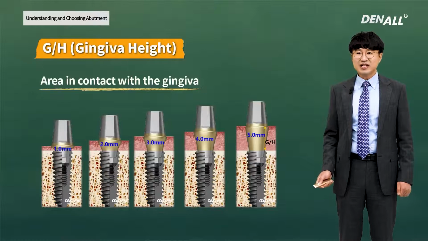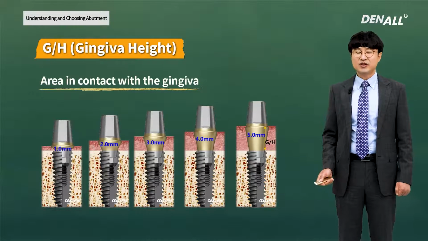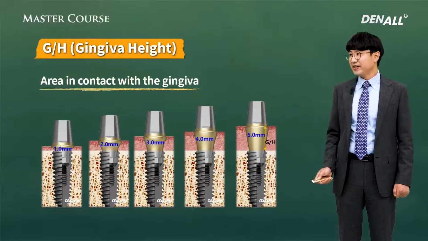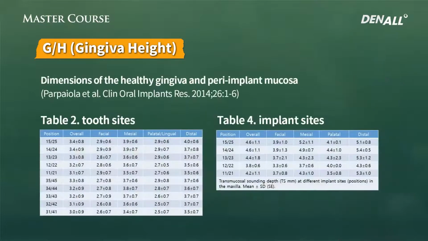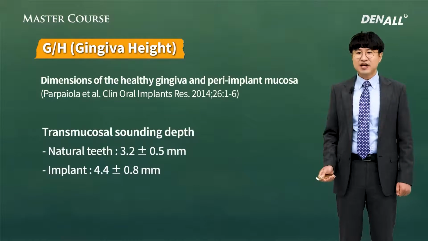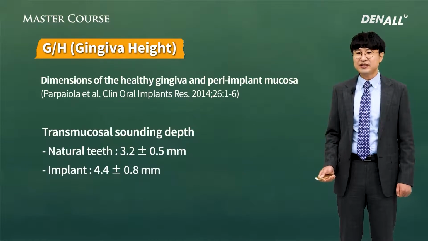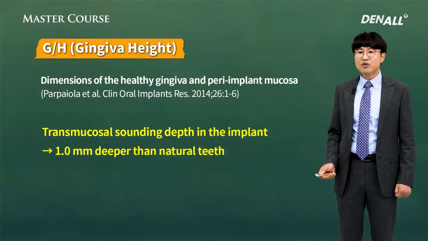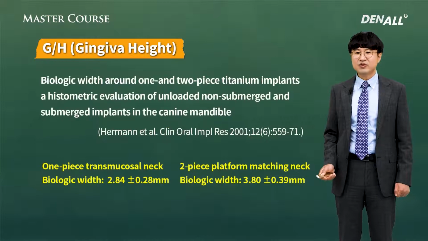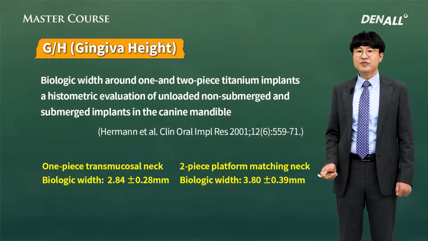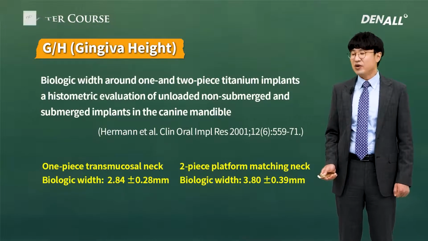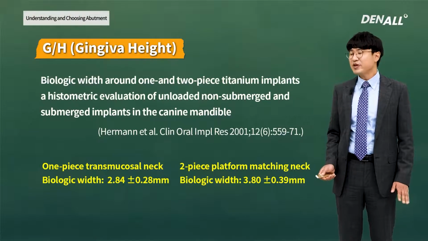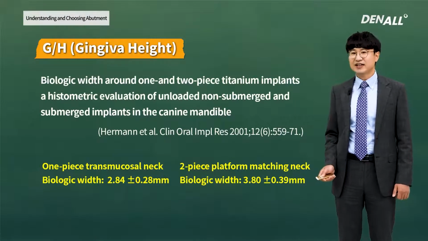The key takeaway message of this lecture: consideration for abutment gingiva height. According to the 2014 COIR paper, the transmucosal sounding depth of an implant is 4.4 millimeters, about 1 millimeter longer than a natural tooth. According to the 2001 Hermann paper, the two-piece platform matching neck biologic width is about 3.8 millimeters.